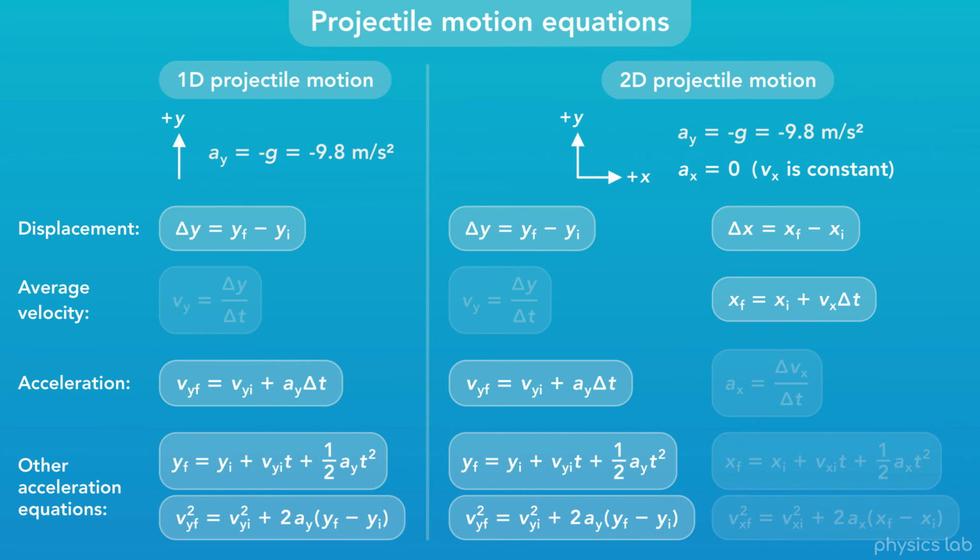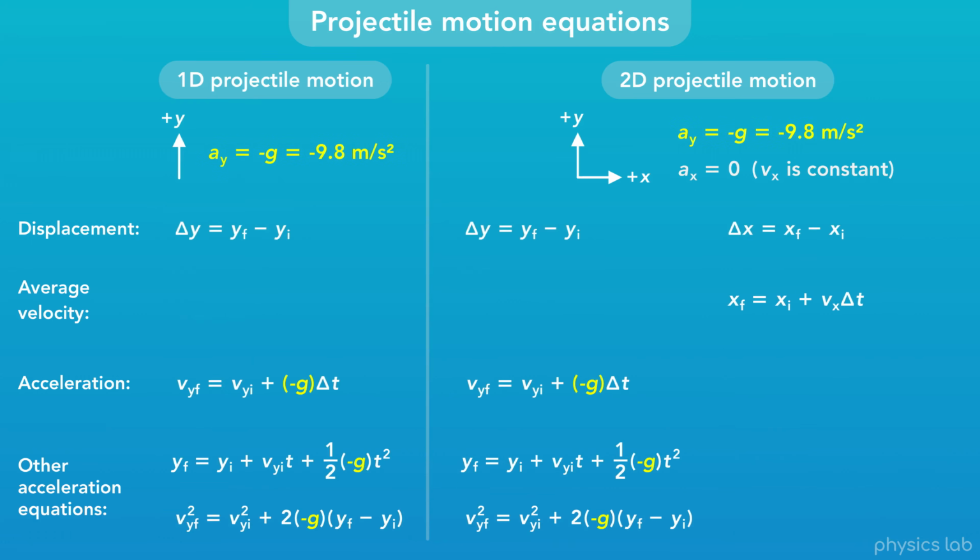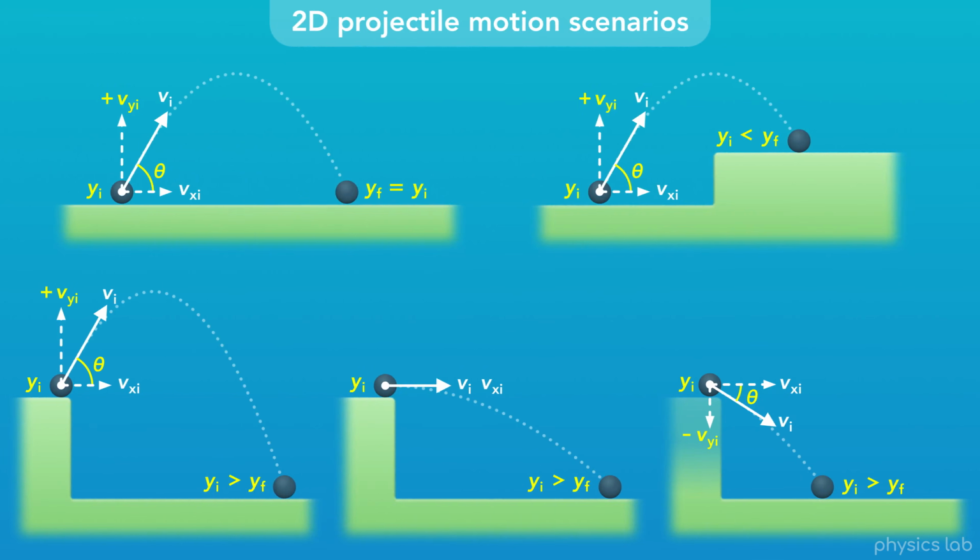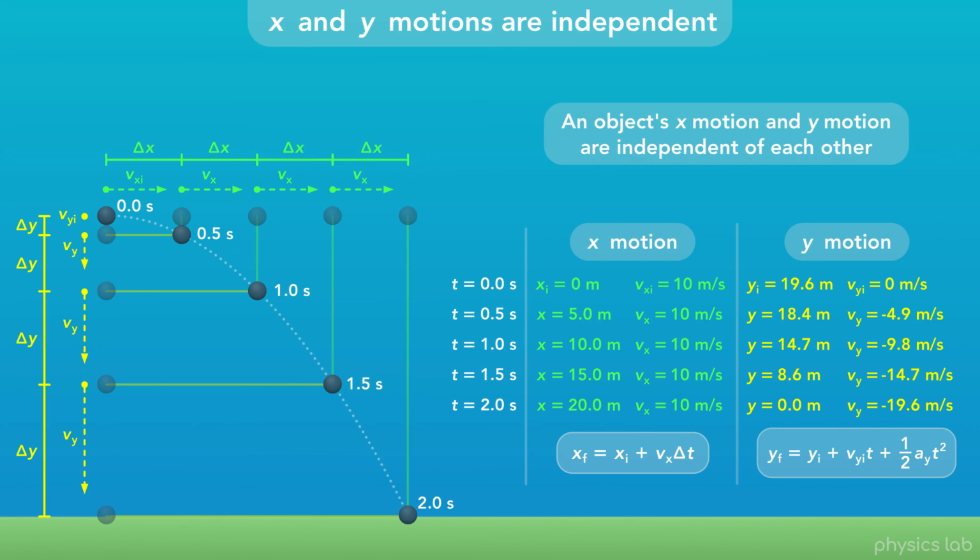We use the same y equations, but we don't use x equations with acceleration. The vertical acceleration is negative 9.8 meters per second squared if up is positive, and the horizontal acceleration is 0, so the horizontal velocity is constant. There's a few different scenarios for 2D projectile motion, but they all work the same way. The horizontal motion and the vertical motion, the x and y motion, are completely independent. The object has separate x and y positions and velocities, which use separate equations.